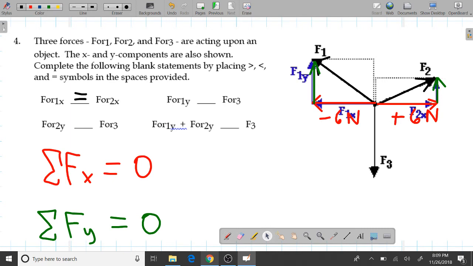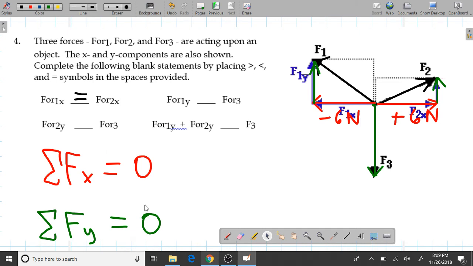So guys, let us look at this next one. How does the y component of force 2 compare to force 3? If you notice here, force 3 also acts in the y direction, like this. How does this force compare to this force? Well, remember what I said: if we're in static equilibrium, all our forces acting in the y direction must add up to 0.